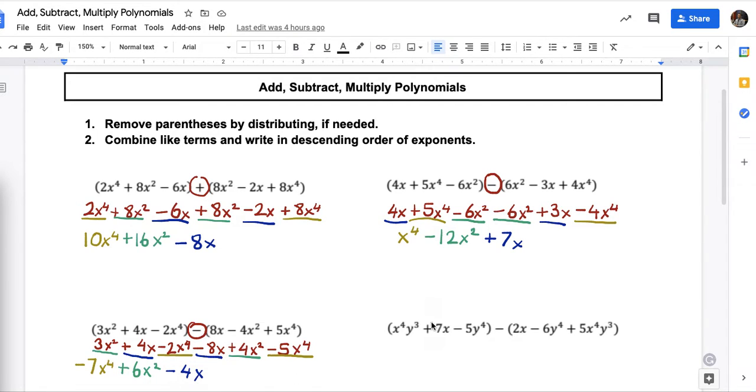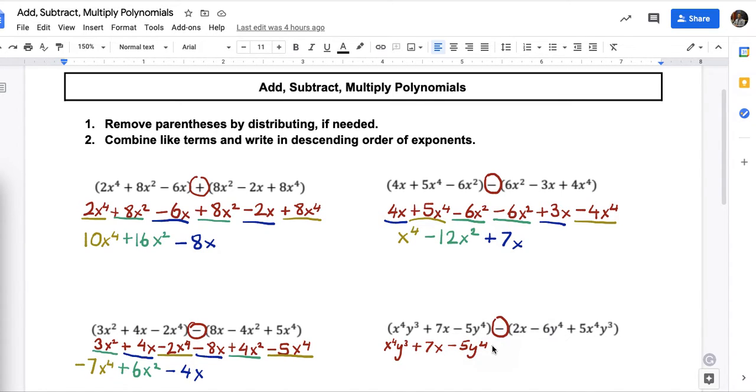We're done with that. In this last one, again, we've got a negative in the middle, so we've got to change all the signs. Now watch out, we've got two variables here. It doesn't change anything. Every term has to be completely alike. You'll see what happens. So our start stays the same, x to the 4, y to the 3rd, plus 7x minus 5y to the 4.